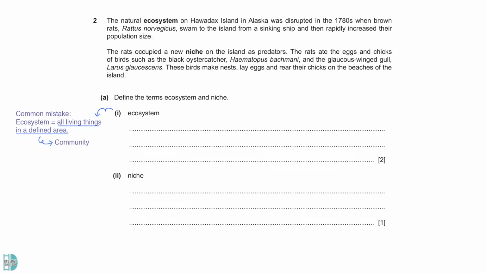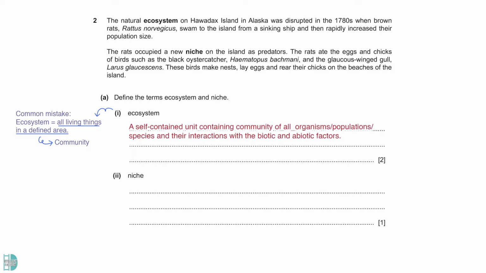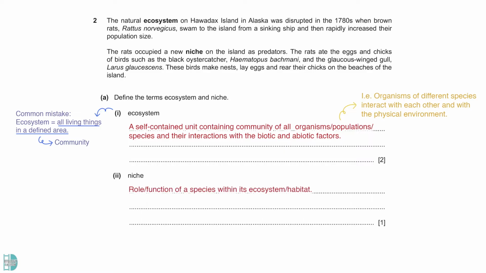An ecosystem is a self-contained unit containing a community of different organisms or species and their interactions with biotic and abiotic factors. In other words, these organisms of different species interact with each other and with their physical environment. Niche is the role or function of a species within its ecosystem or habitat. For example, a fruit tree provides shelter for insects and food for birds in a habitat.